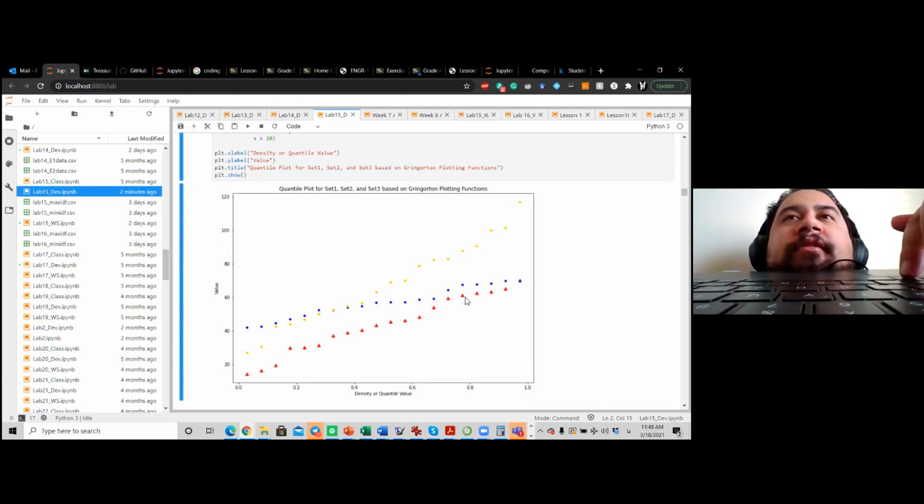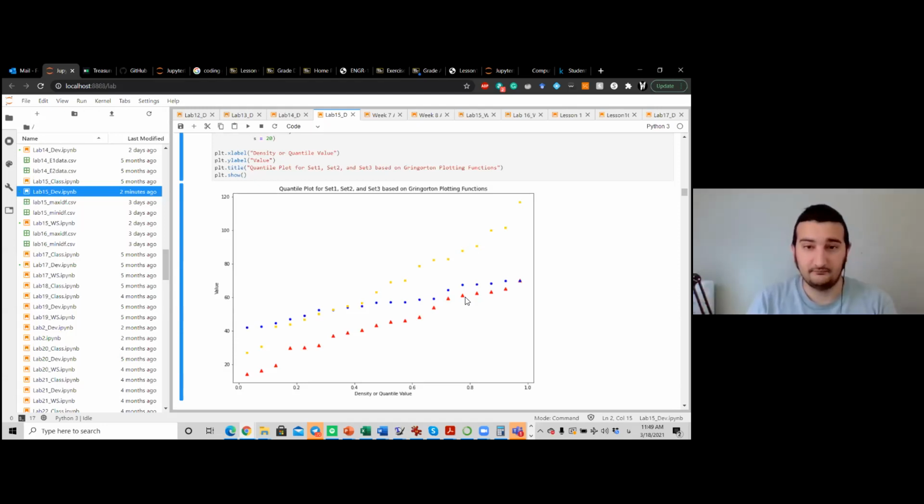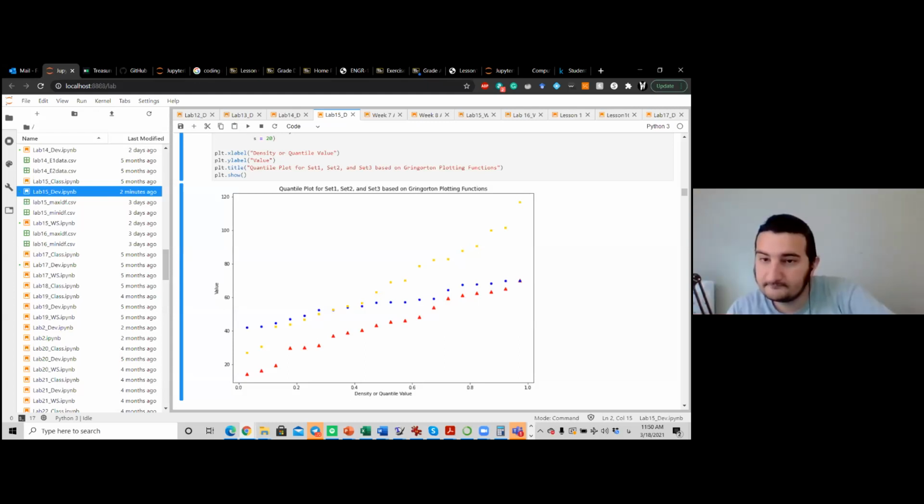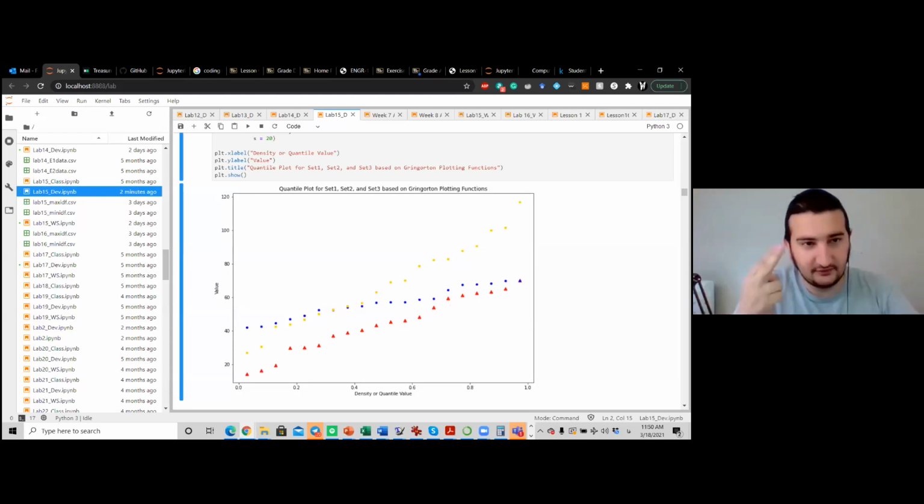Wait, which one's set one again? Set one. If I say that set two is blue, set one is red, and set three is yellow, and that my set two is consistently greater than my set one, blue is consistently greater than red, am I right or am I wrong? Yes, you're right. What about this point? Slightly above, maybe, or maybe at the same. Except for that last highest point in the two sets, I can make that statement. But at that point around 65, they seem to be at the same point.